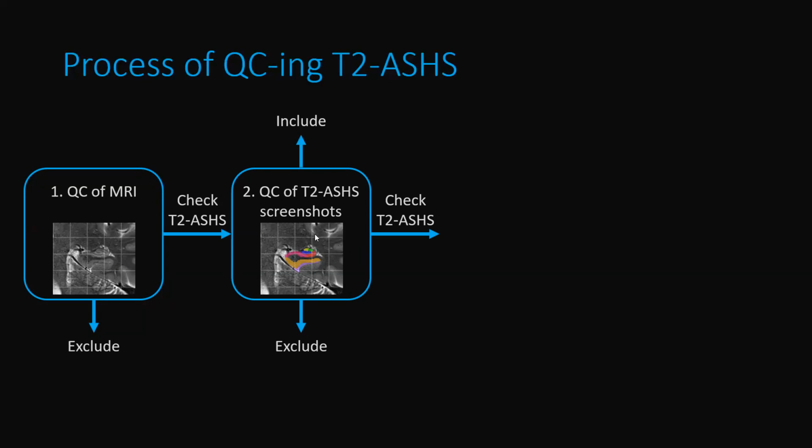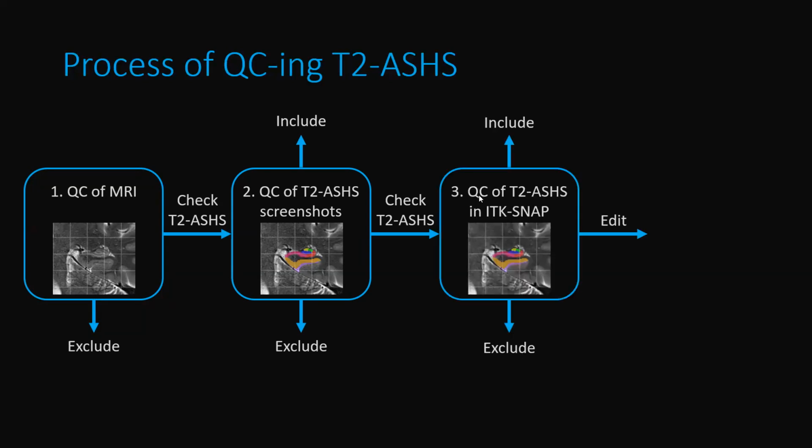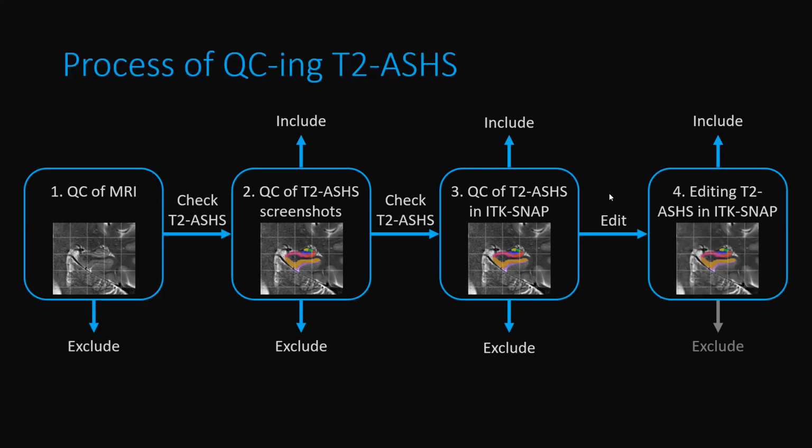But it's actually quite often the case that you see something weird or off that you want to check further, so you're maybe not certain if you want to include or exclude. Then I would recommend opening the image and the segmentation in ITK Snap and going through it. Again, you can exclude or include if it looks good. There's also the option to edit if you want to keep that subject. It really depends on your study question. You can edit in ITK Snap, and generally then you would include, although it happens from time to time that you edit and it's not possible to edit, and then you have to exclude, of course.